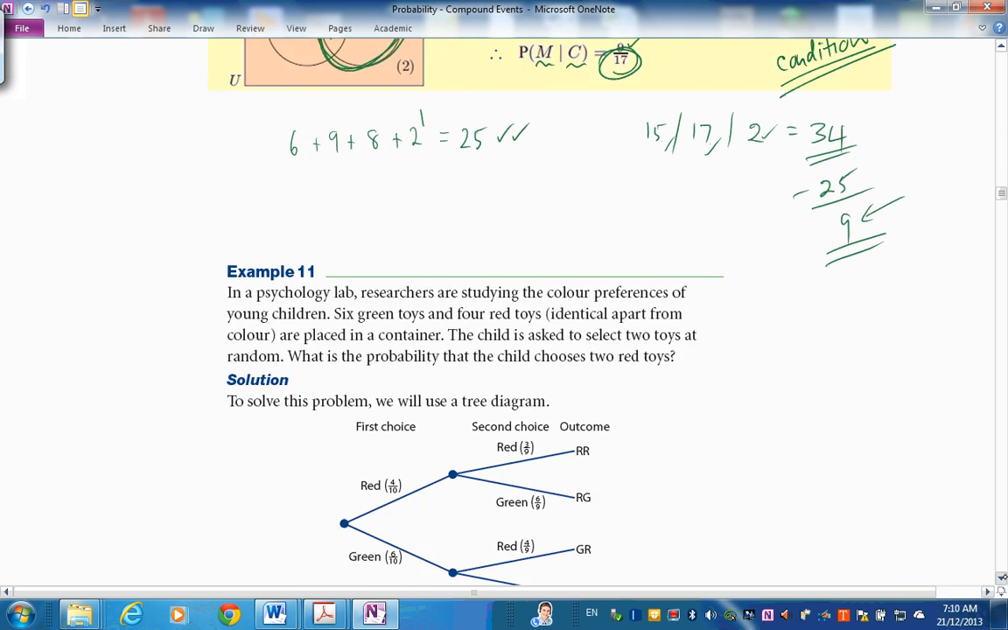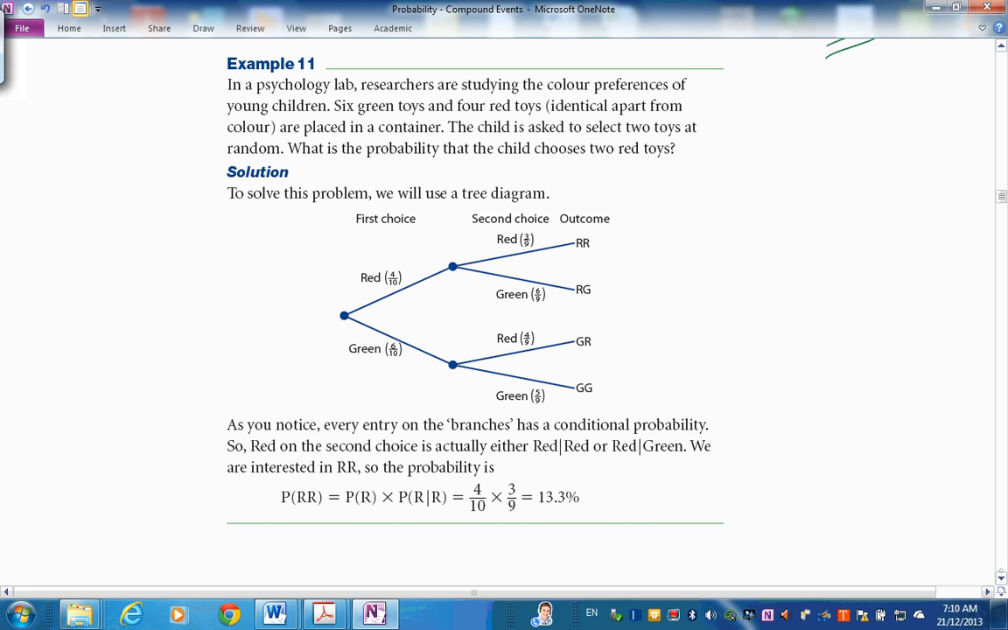Okay, let's look at another example. In a psychology lab, researchers are studying the colour preferences of young children. 6 green toys and 4 red toys, identical apart from the colour, are placed in a container. The child is asked to select 2 toys, so we've got compound events.